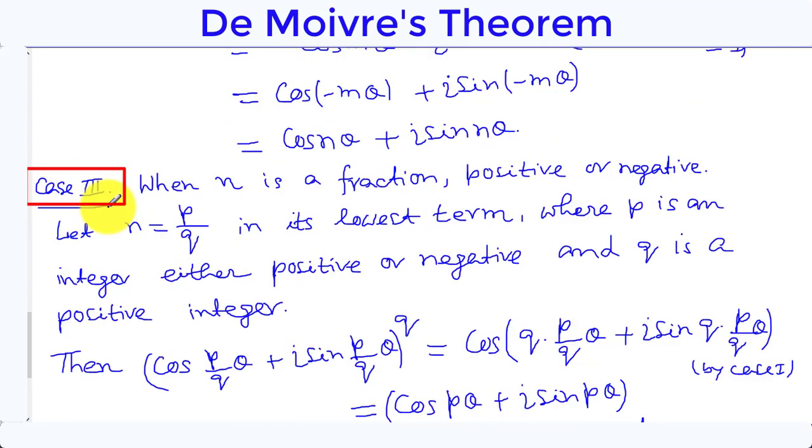Case 3. When n is a fraction, positive or negative, let n is equal to p by q in its lowest terms, where p is an integer, either positive or negative, and q is a positive integer.